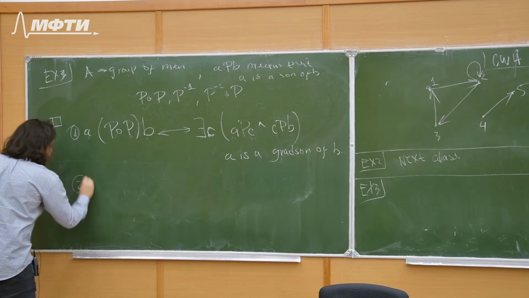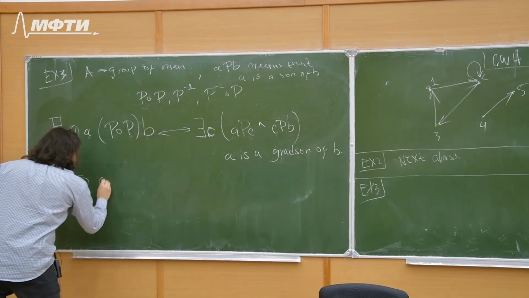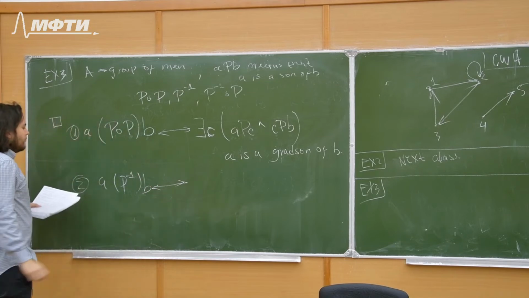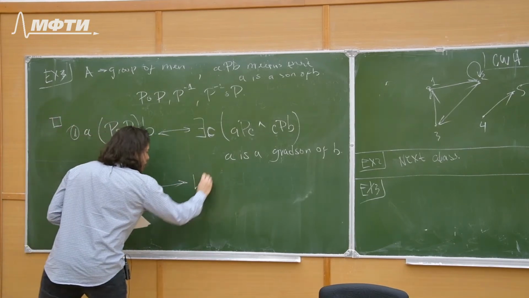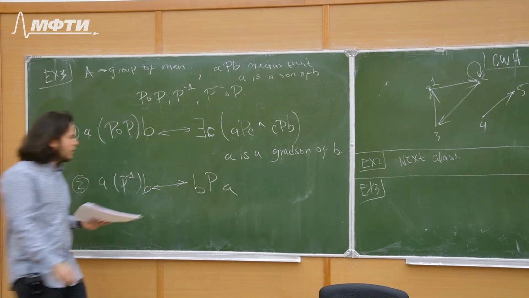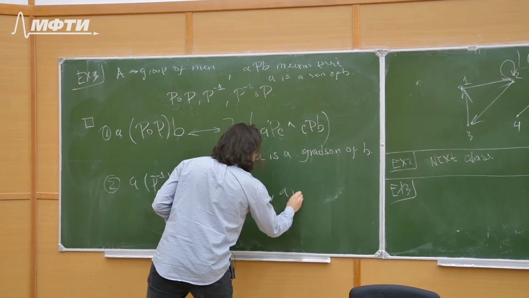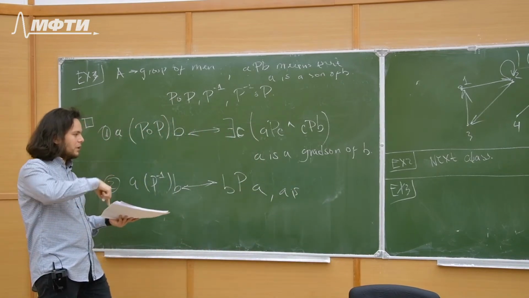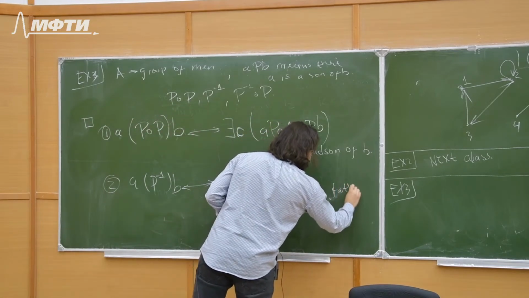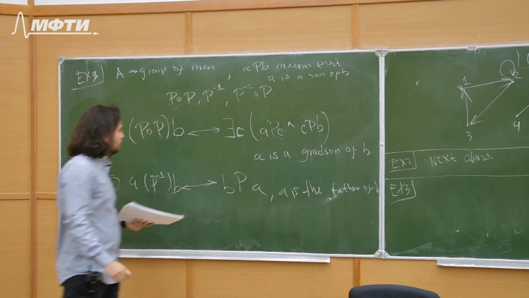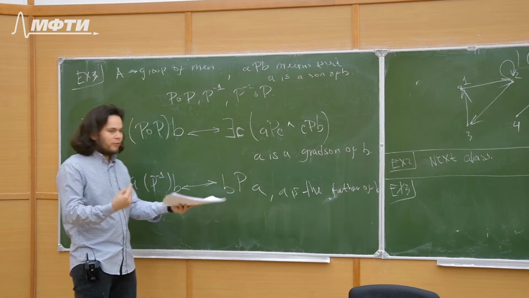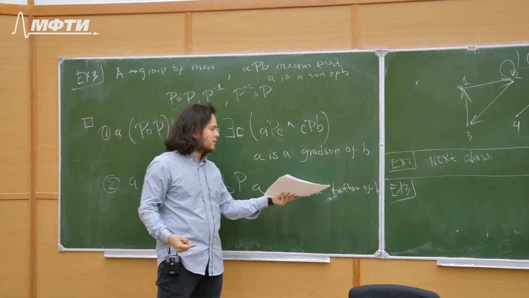Now let's look at the second one. We have A, P minus 1, B. This is true if and only if B P A, right? So the meaning of this is that A is the father of B. B is a son of A, but since we want to talk about A to B, we say that A is the father of B.